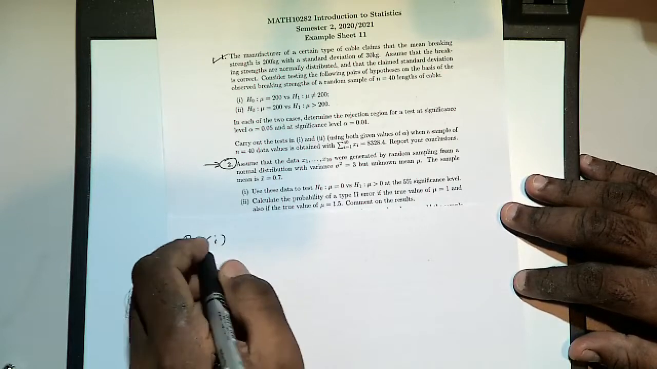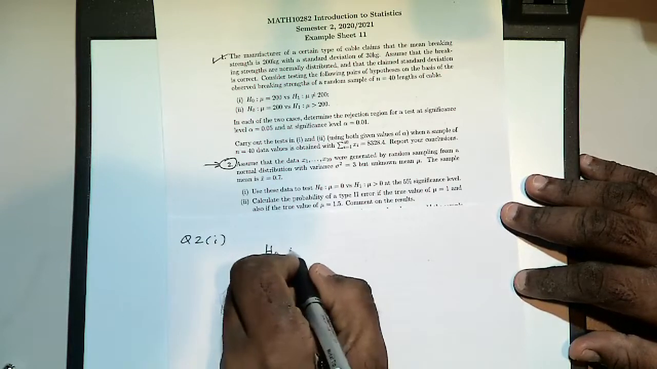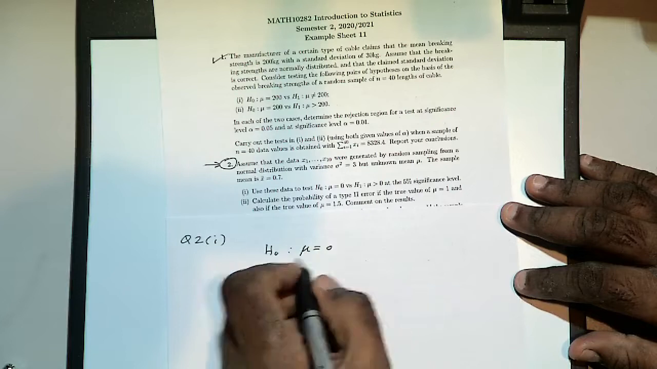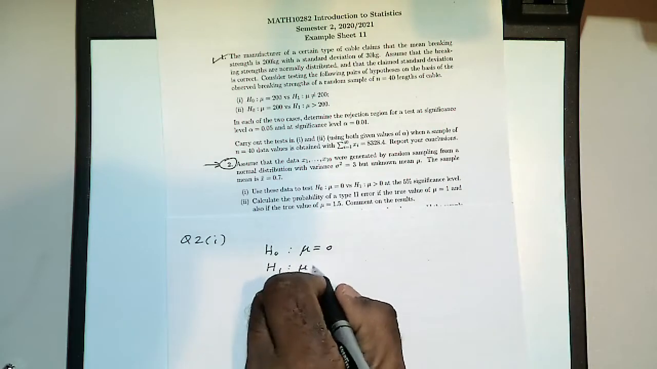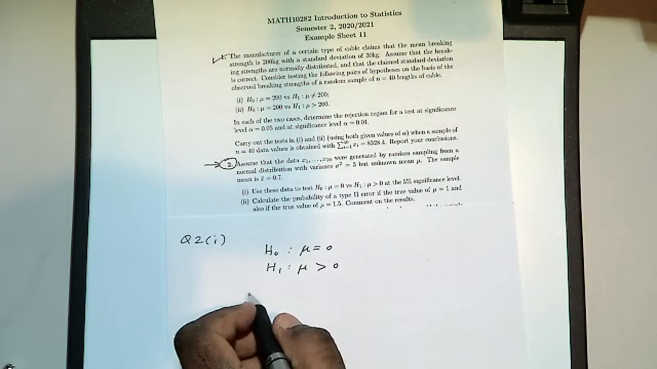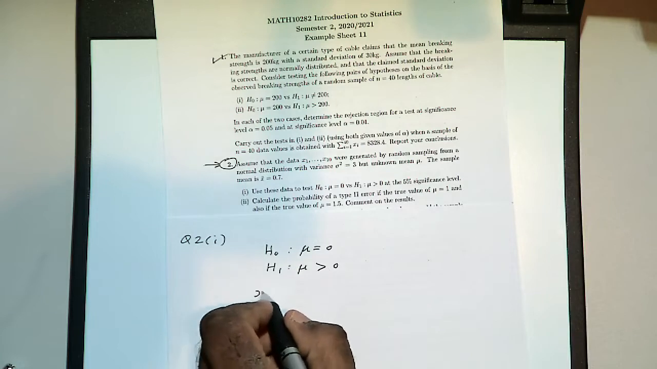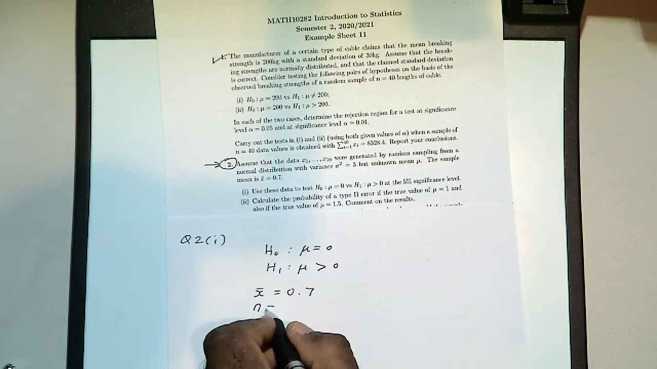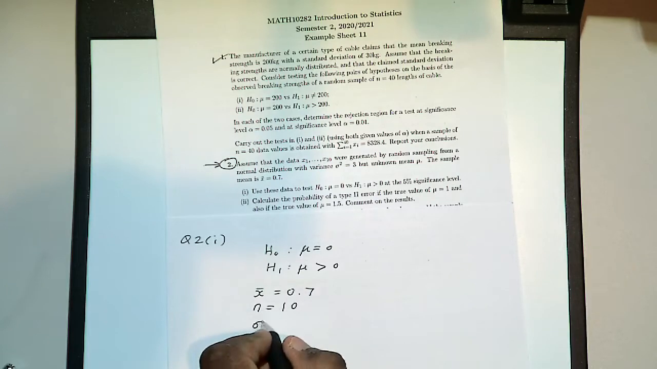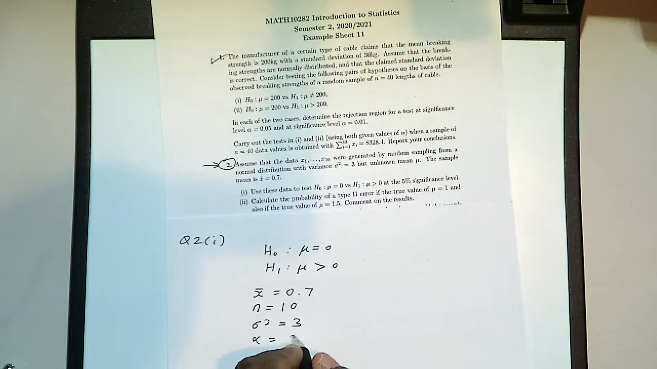We are trying to test whether the population mean is 0 versus the alternative that mu is greater than 0. And let's write down what is given to us. We are told that x bar is 0.7, and we are told that alpha is 0.05. This is everything that's given to us. Now the question is, what's the rejection rule here?